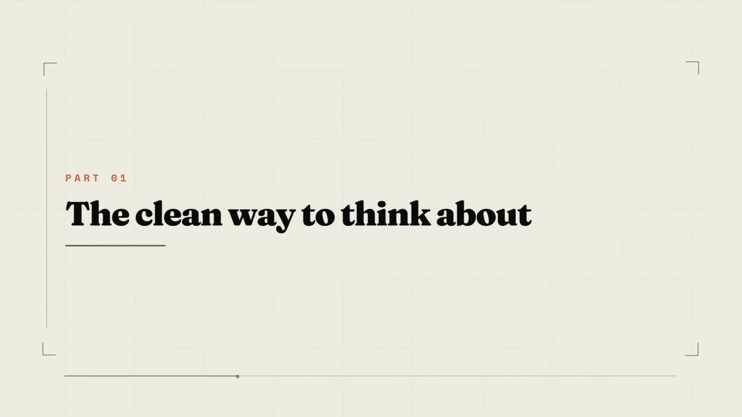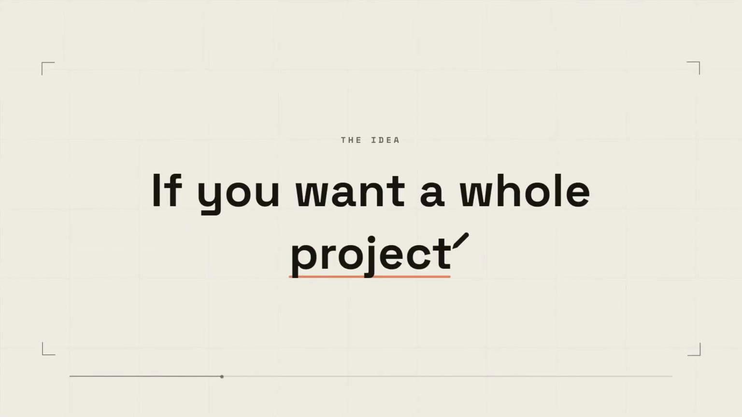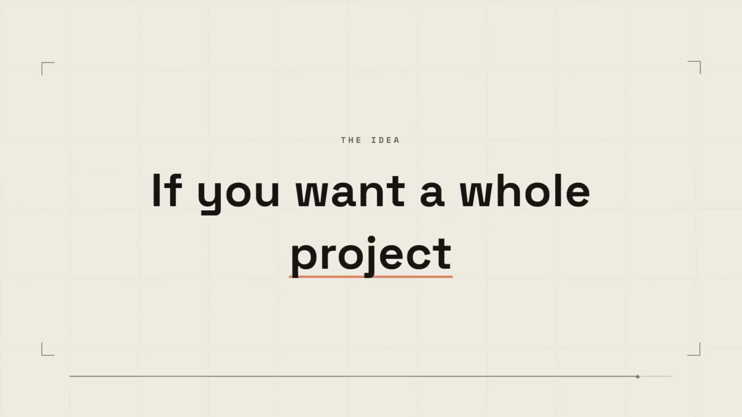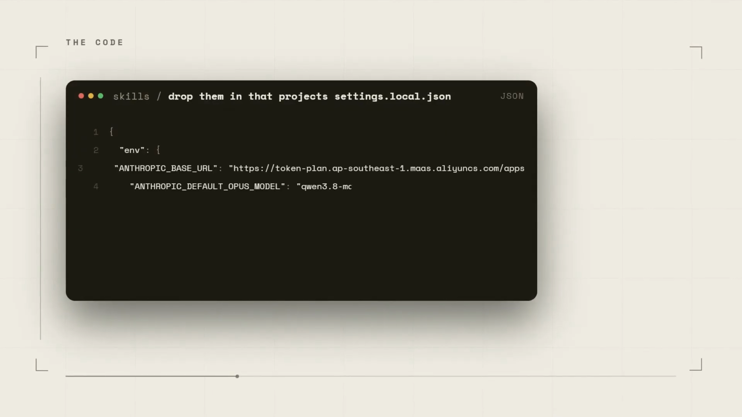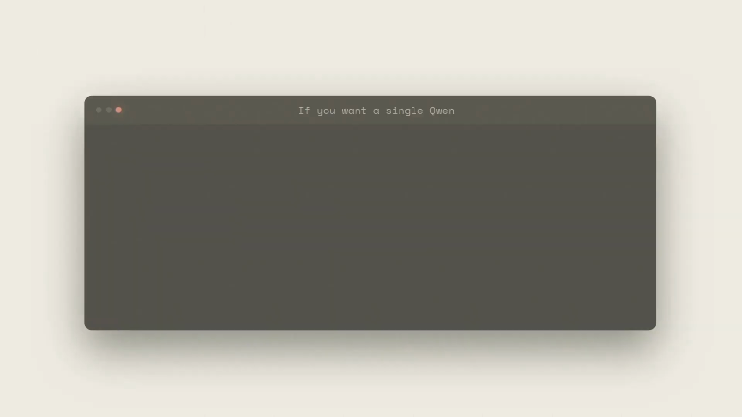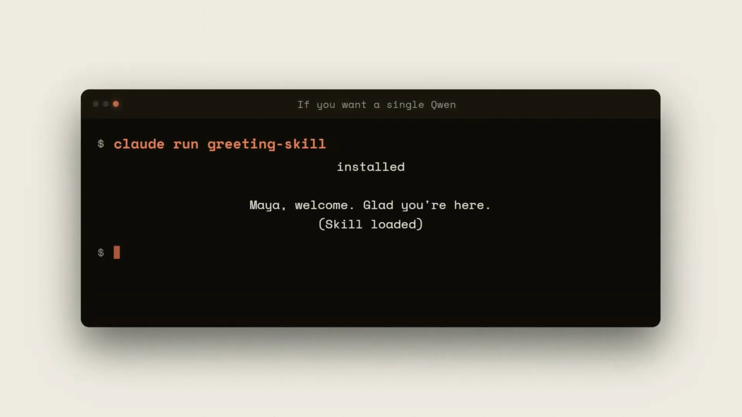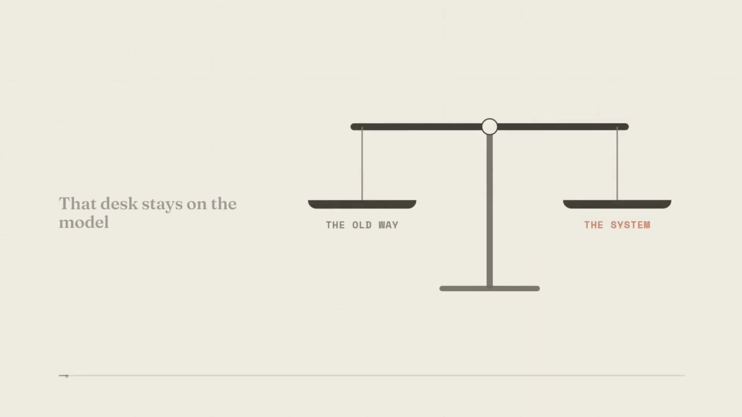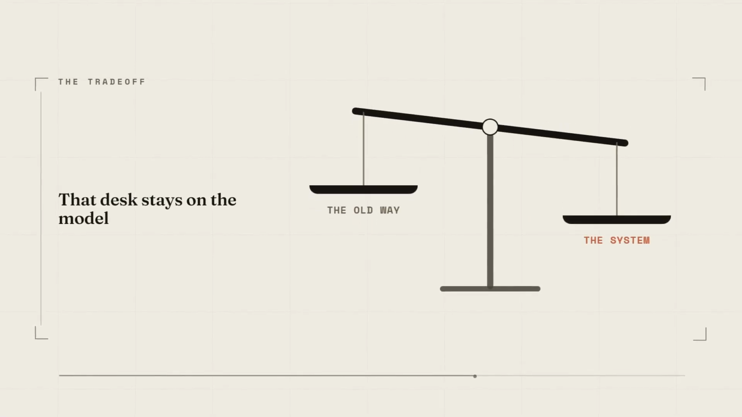The clean way to think about those 5 lines: if you want a whole project to run on Qwen, say a project you only ever open as a worker, drop them in that project's settings.local.json, and every session you open there runs Qwen, exactly like Opus would. If you want a single Qwen worker from your main session, use the launcher, which sets the same 5 lines for that one process only. The one place you do not put them is the project you steer and gate from. That desk stays on the model you trust.